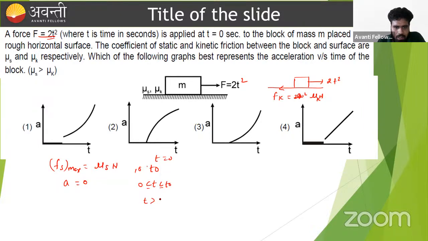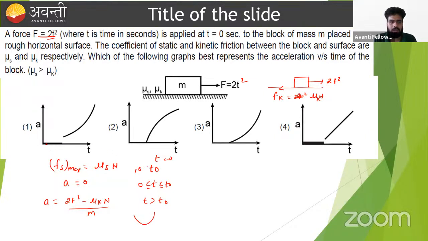After time increases beyond t naught, the acceleration is nothing but the net force, that is 2t square minus kinetic friction mu k into m g, divided by mass. What is the nature of acceleration with time? That is a parabola upward. And we know that the parabola upward is something like this. Which one is the correct graph?